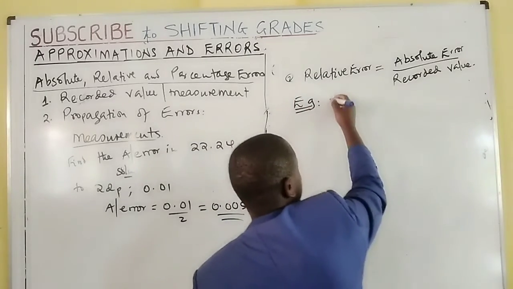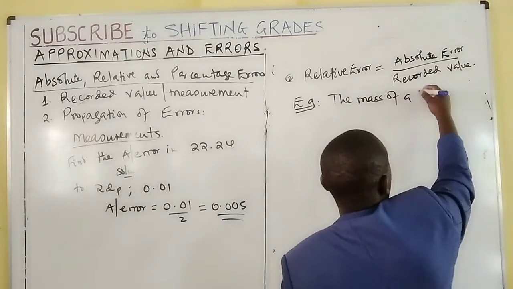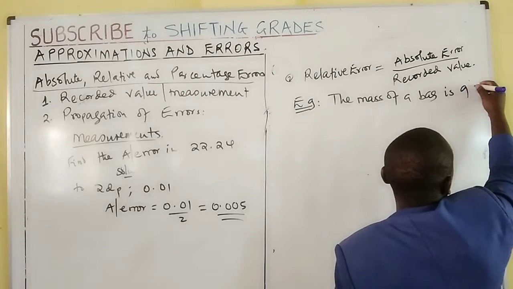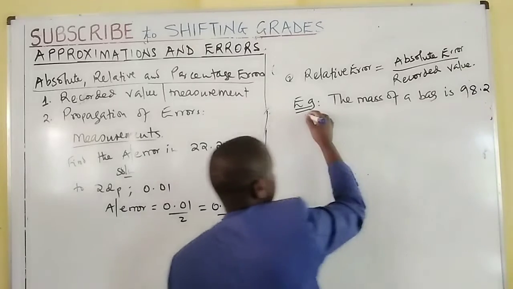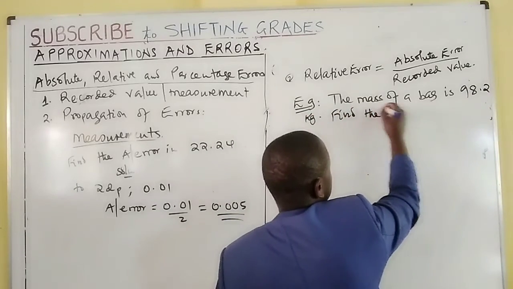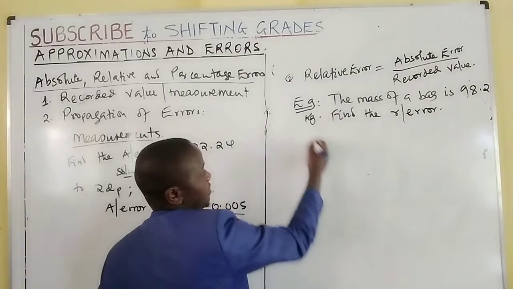E.g., the mass of a bag of maize is 98.2 kilograms. Find the relative error.